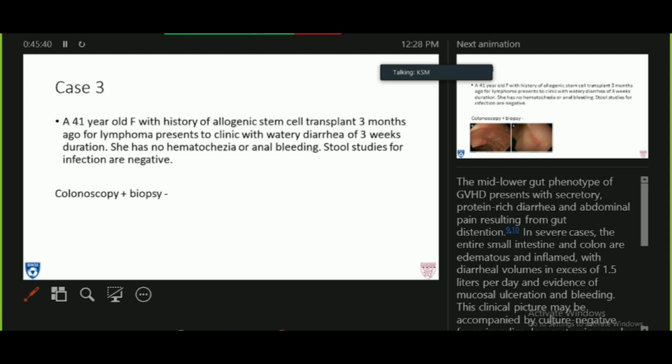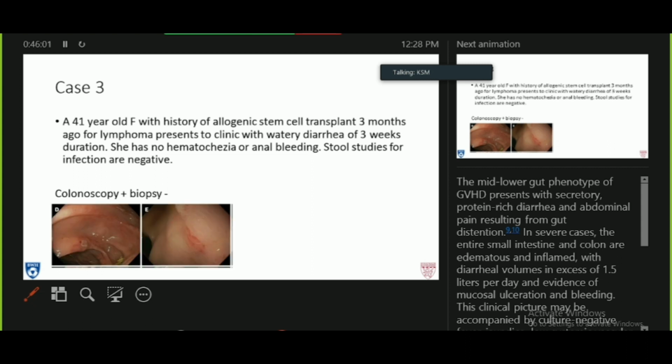This next case is a 41-year-old female who had an allogeneic stem cell transplant 3 months ago for a lymphoma. She now presents to clinic with watery diarrhea, 3 weeks duration. She's had no hematochezia or anal bleeding, and her stool studies for infection are negative. We went on to do a colonoscopy and biopsy on this individual, and what we found was that she had these isolated ulcers with surrounding congestion. Any guess as to what this might be?